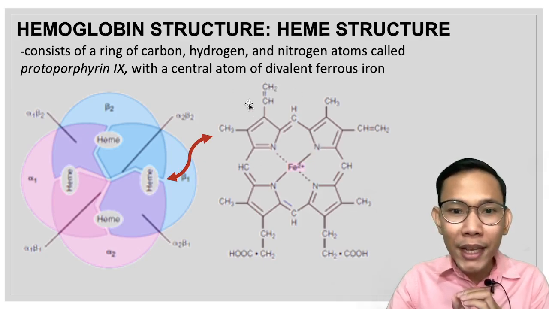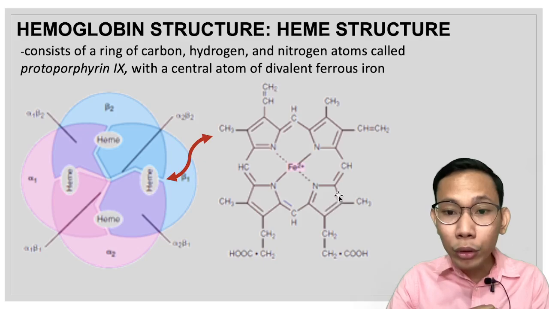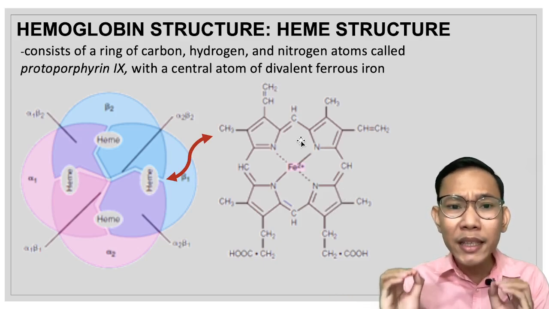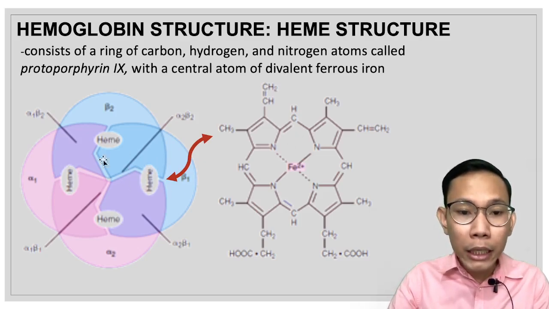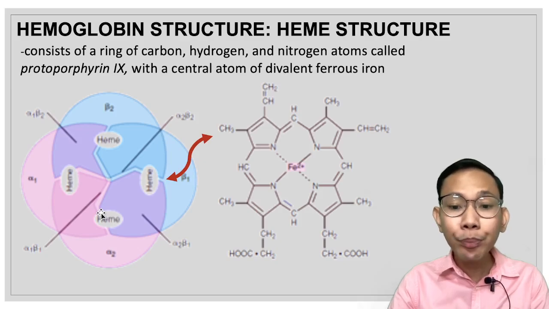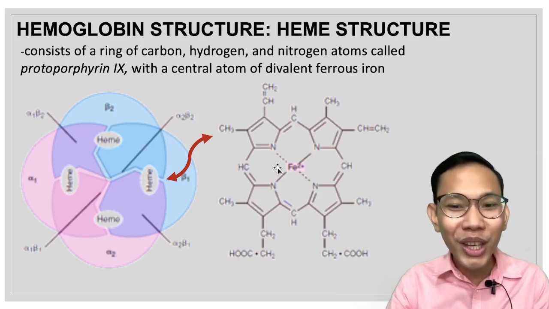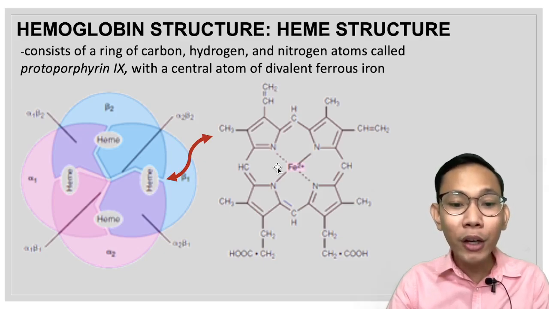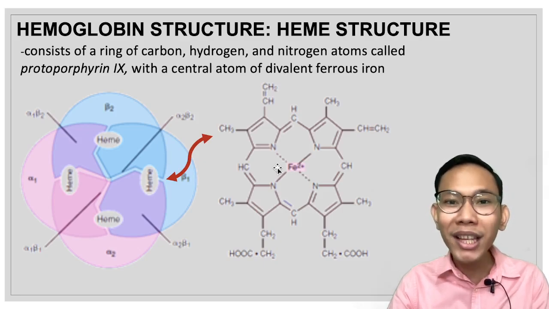Kasi nga, consists of rings. Merong carbon. Dito, merong carbon. Merong hydrogen. Merong nitrogen. So, therefore, this is the basic structure of your heme. Each of the 4 heme groups, bawat heme group natin dito, is positioned in a pocket of your polypeptide chain near the surface of the hemoglobin molecule. Again, the ferrous iron in each heme molecule reversibly combines with one oxygen molecule. When the ferrous ions are oxidized to a ferric state, they are no longer capable of binding your oxygen.